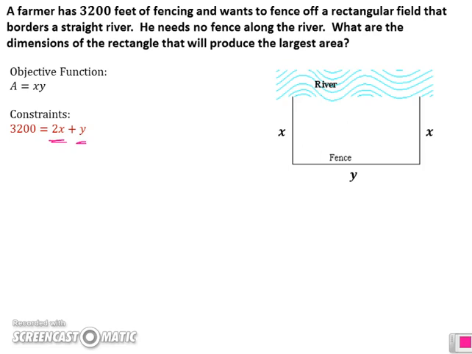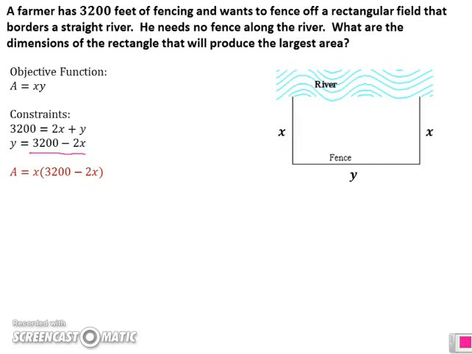We need to use this equation to make it so this is in one variable. So it doesn't really matter which variable you solve for here. Y is the easiest one to get by itself. So I'm going to subtract the 2x and get y there. And now we can plug that in. So instead of it being x times y in our objective function, it's actually x times this expression for y.